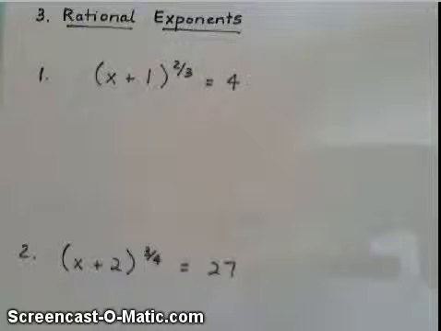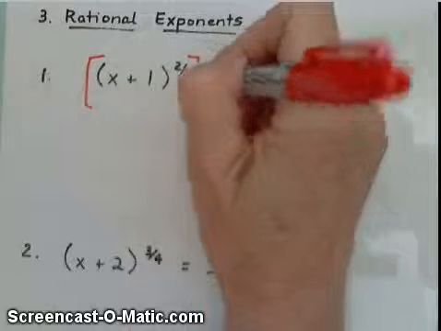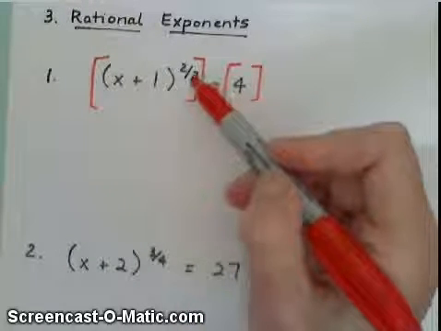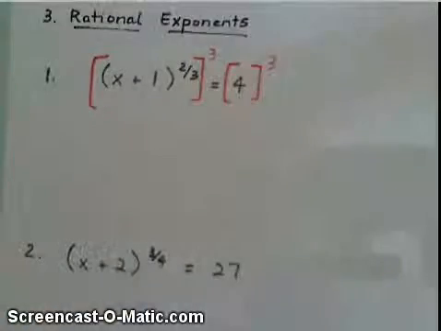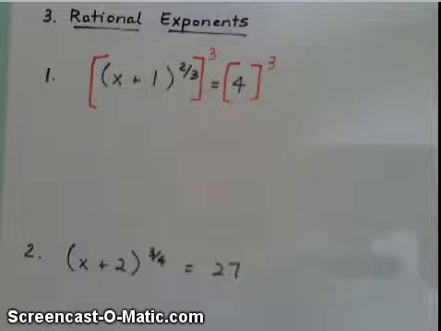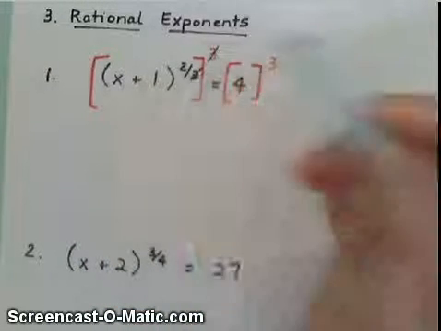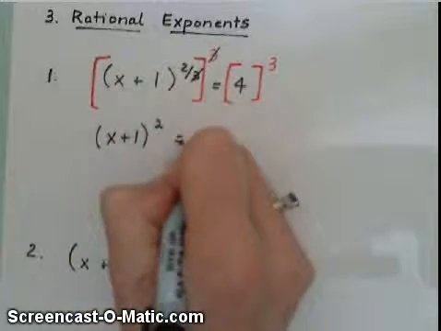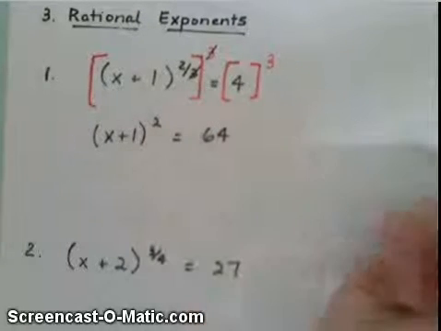What I like to do is raise both sides by whatever power is necessary to clear this denominator. So this is a 3 in the bottom, so I'm going to cube both sides. Now when you do that, you're going to get x + 1. You see this 3? It's going to knock out this 3. And so we're going to be left with (x + 1) squared equals, and take your calculators and raise 4 to the 3rd power, and you'll get 64.